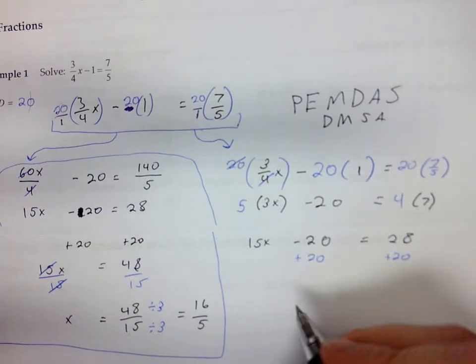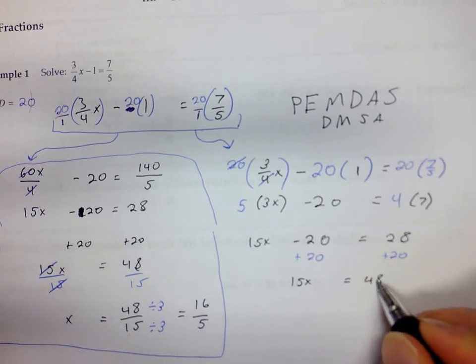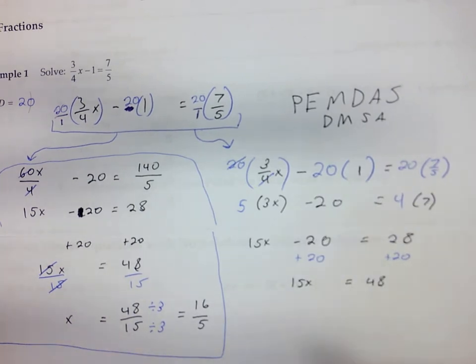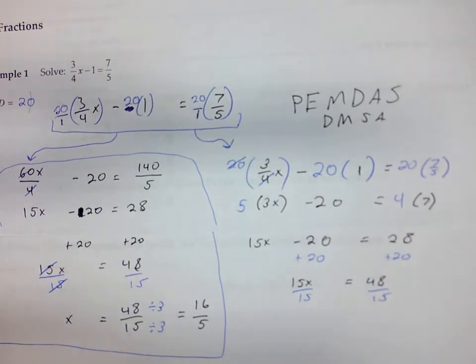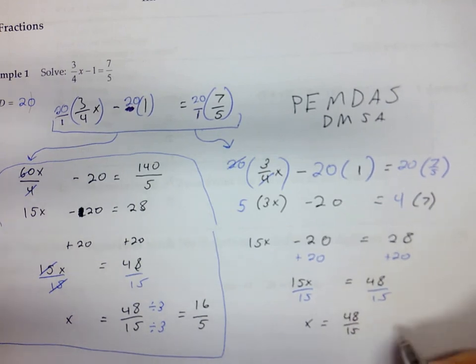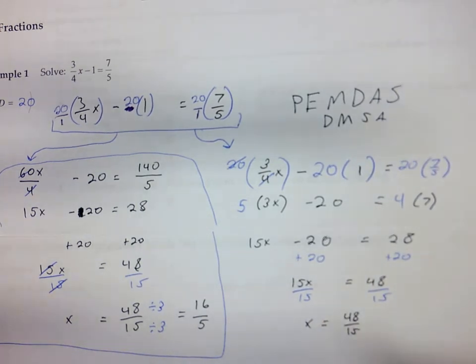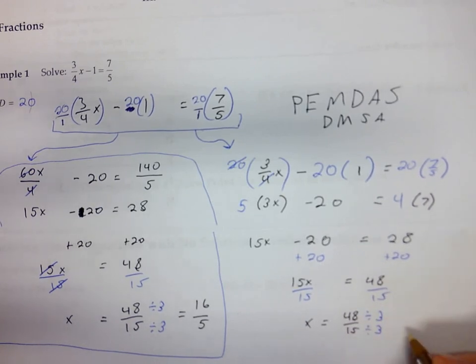So I add 20 to both sides. I get 48 on the right, and I divide by 15. I get x equals 48 over 15. And again, I can simplify that by dividing each of those by 3 and getting 16 over 5.